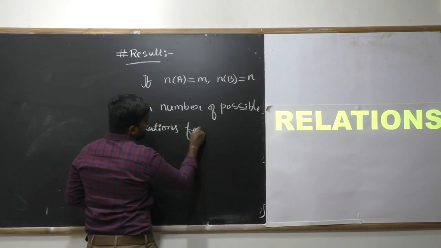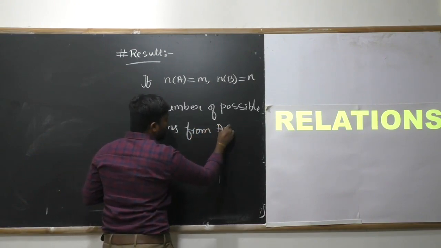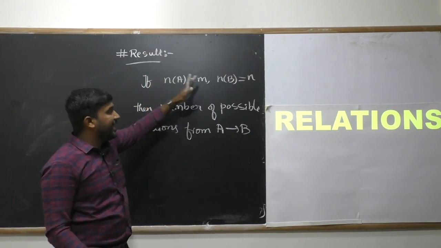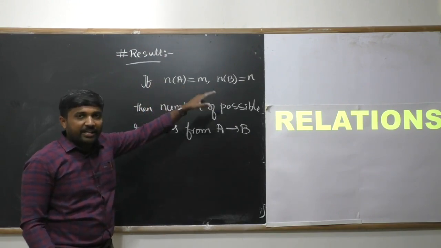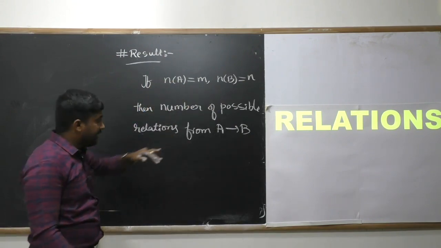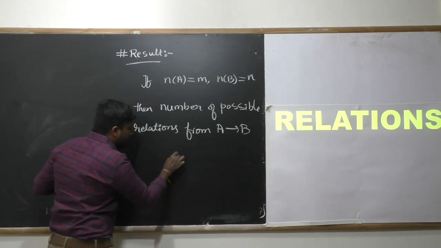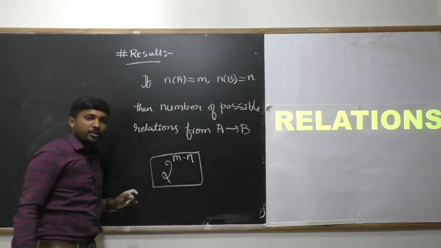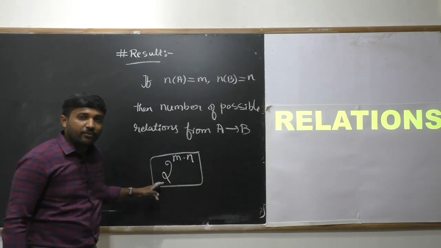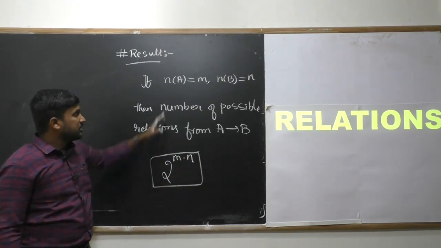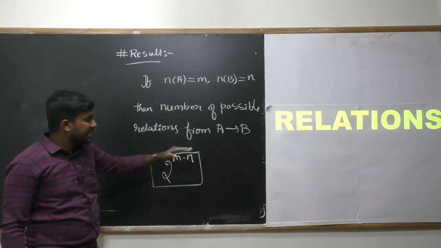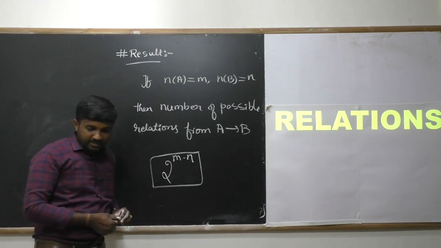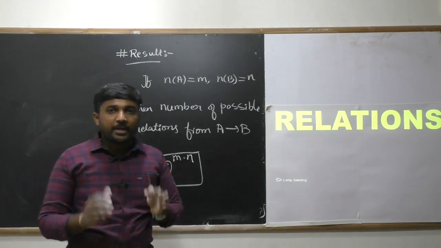from set A to B. How many relations can be defined from set A to B having m and n number of elements respectively is 2 to the power m into n. Very useful result for KCET and even for board exam also. Total possible relations from set A to B is 2 to the power m into n. Please remember this. Okay, now we go to the problem part.